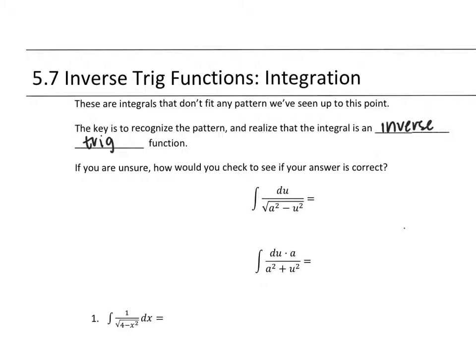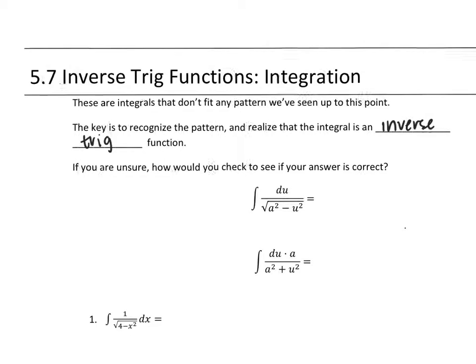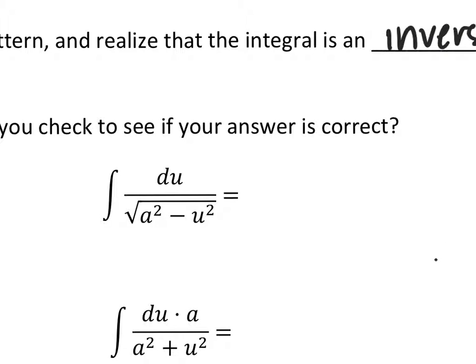Okay. All right. So we've got the integral of du over the square root of a squared minus u squared. Do you remember which trig function gave us this as its derivative? Isn't that arc sine? Yeah, so this is going to be arc sine of u over a plus c.